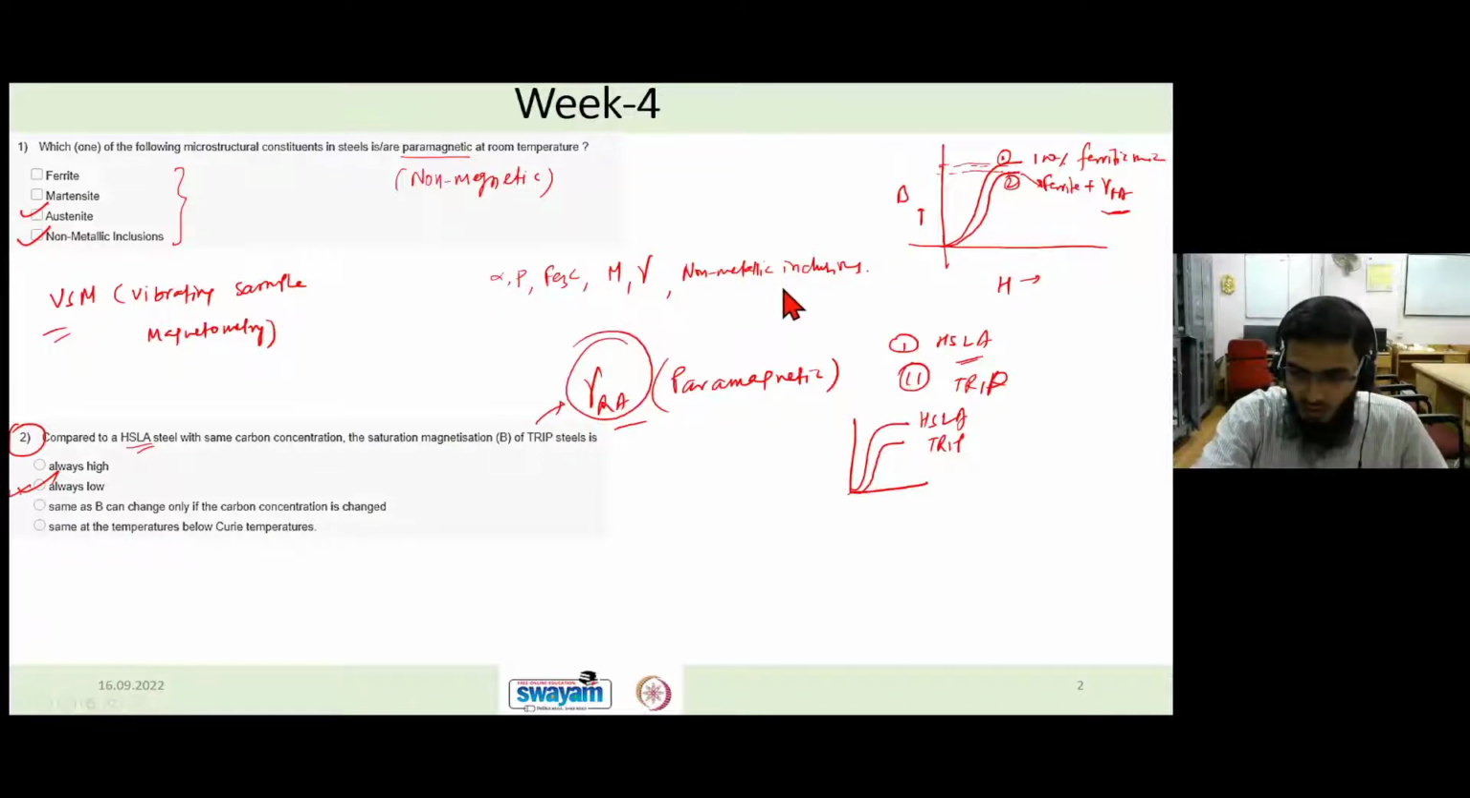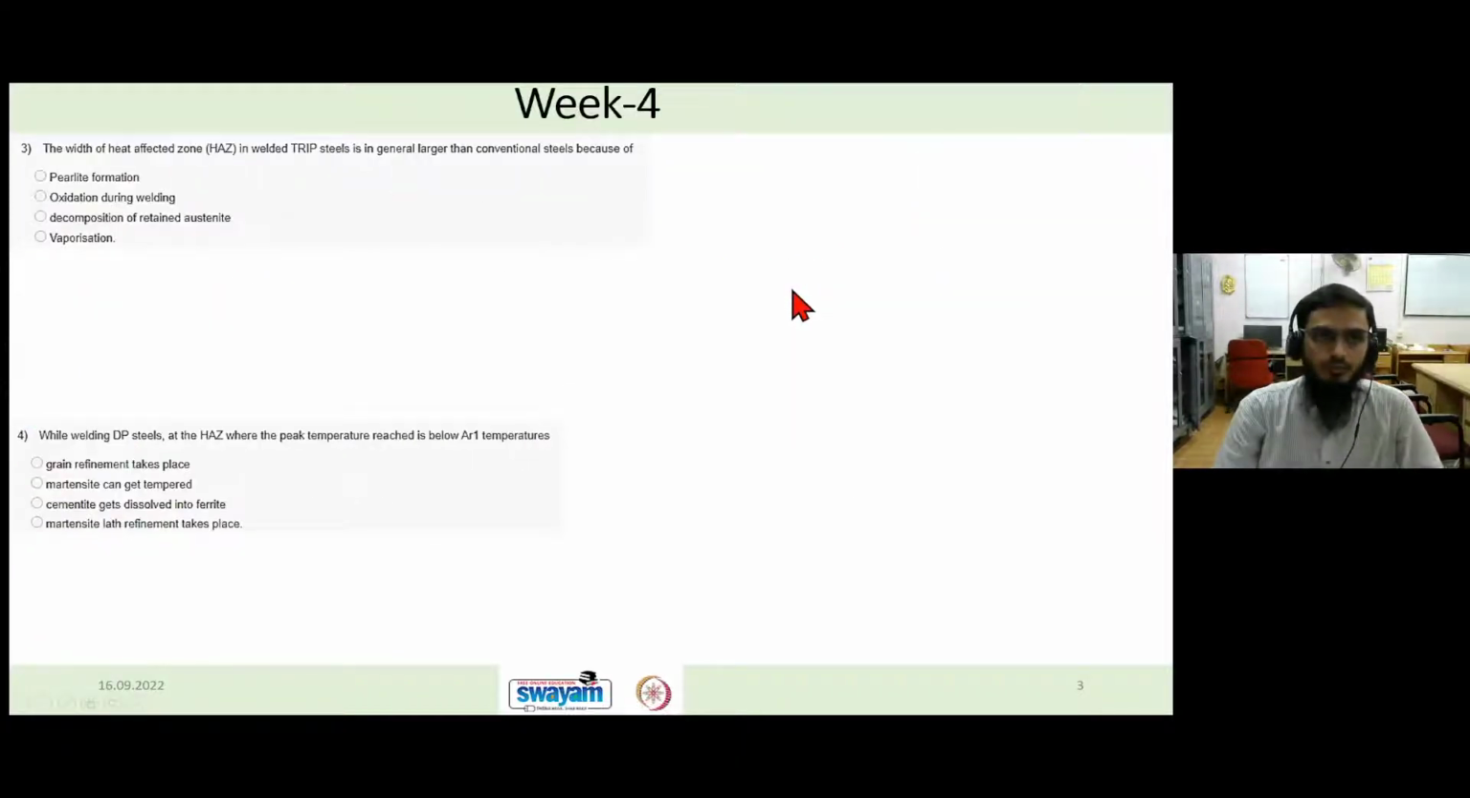Good. Now we will go to the next question, question number 3. You can read the question on your screen. The question is, the width of heat affected zone, HAZ, in welded TRIP steel is in general larger than conventional steels because of... Here it is asking why in TRIP steel the width of HAZ is wider compared to conventional steel: because of pearlite formation, oxidation during welding, decomposition of retained austenite, or vaporization. So you have to select the right option.